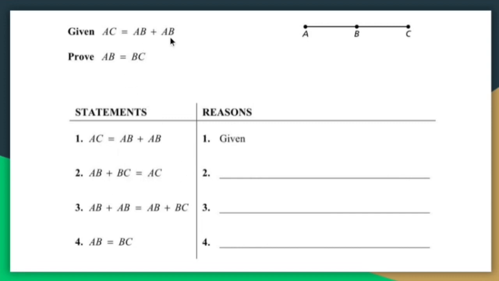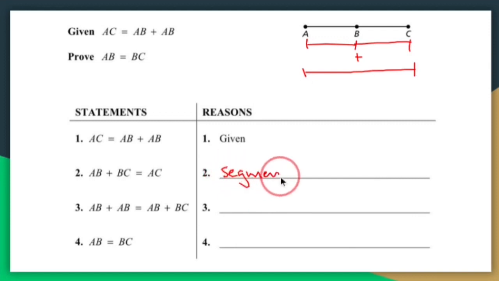Now I have to look at this information and ask, where did I get that? Did I get that from up here? No, I didn't. Let's look at my picture. There's AB, so that matches up with that. There's BC, so that matches up with that. And it would make sense that if I added those together, I would get AC, which is the whole thing. Whenever I take two or more segments and add them together to get a bigger segment, that's called the segment addition postulate.